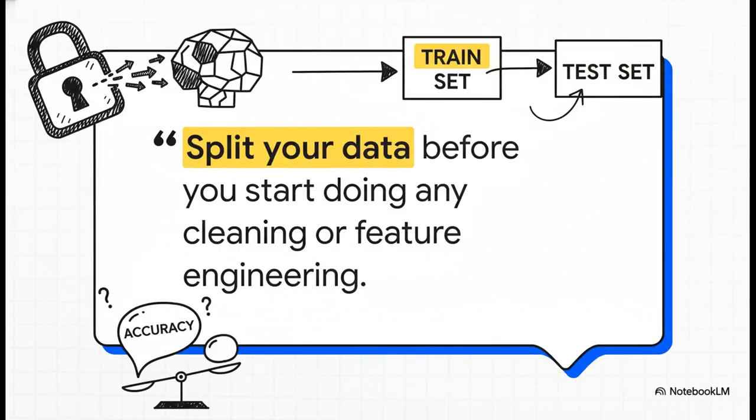And here is a super sneaky trap that can ruin a whole project: data leakage. This is what happens when some information from your test data, the data you're saving for the final exam, accidentally contaminates your training data. It's like letting your model get a sneak peek at the answer key. It makes you think your model is a genius, but in reality, it just cheated.